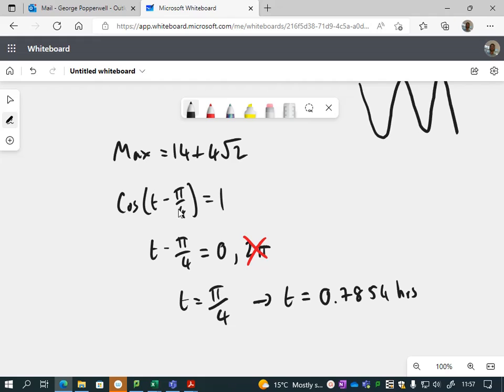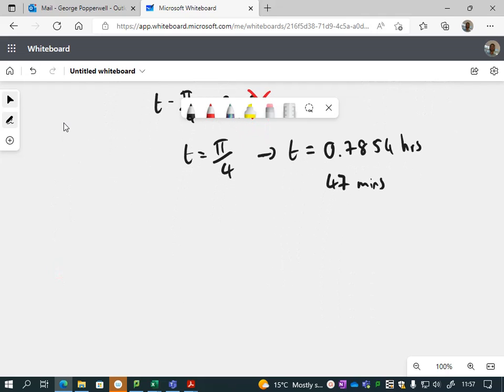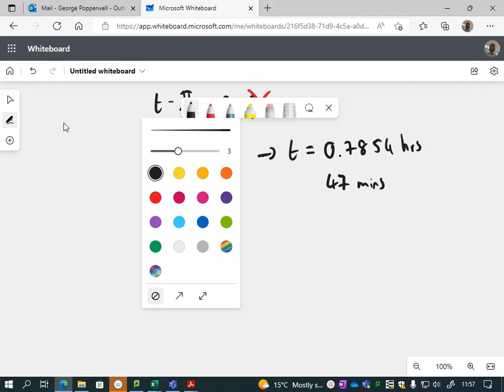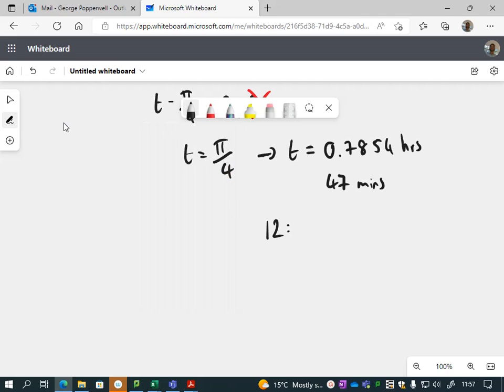Now 0.7854 hours after midday is 47 minutes, I believe, to the nearest minute. And that's 47 minutes after midday. So the time that maximum height occurs after midday, the first time, is at 12:47. That is when the maximum height occurs for the first time after midday.